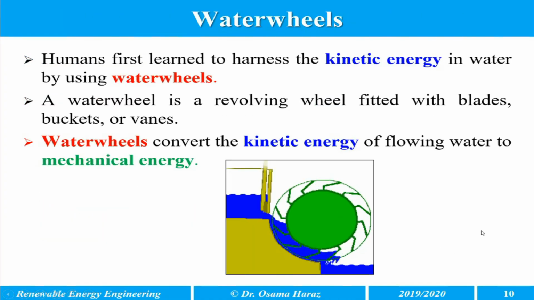Water wheels. Humans first learned to harness the kinetic energy in water by using the water wheel. So the first form of using the energy of flowing water was the water wheel. A water wheel is a revolving wheel fitted with blades, pockets, or vanes.